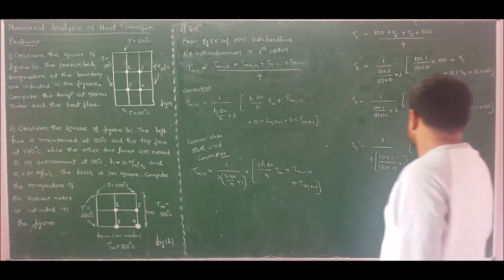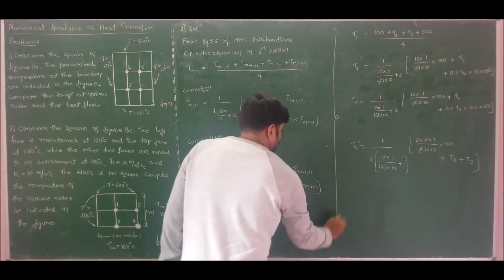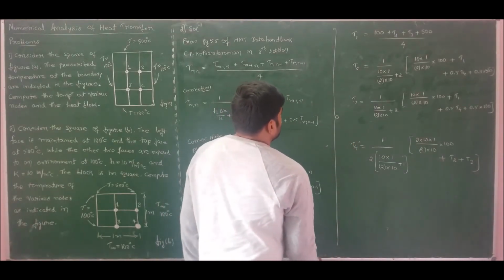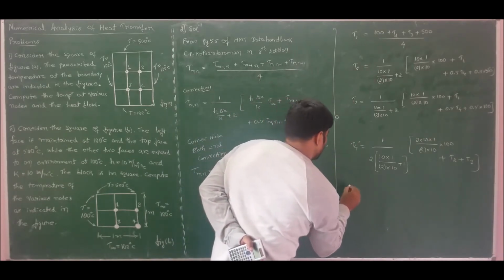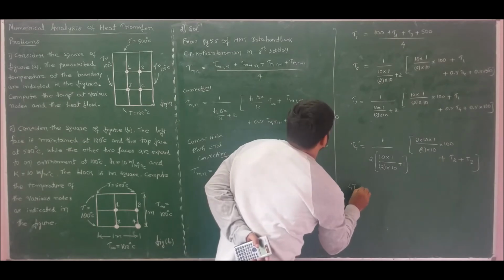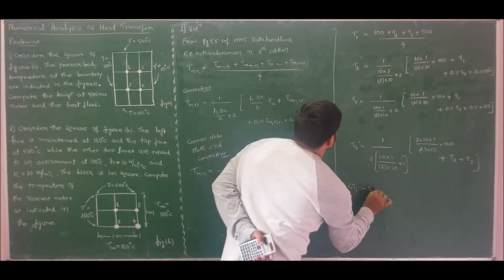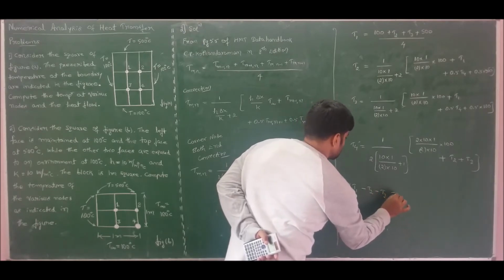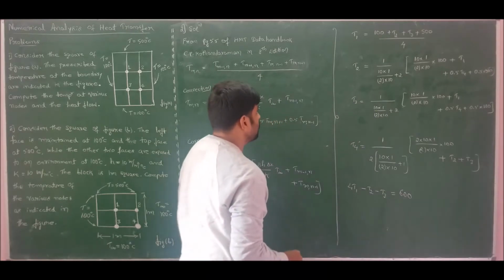That's all. So now I should formulate the equations. If I formulate the equation from the first equation, I will get the expression as 4T1 minus T2 minus T3 is equal to 600, which is equation number 1.